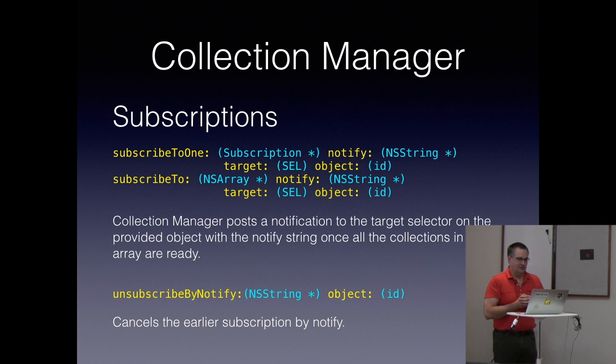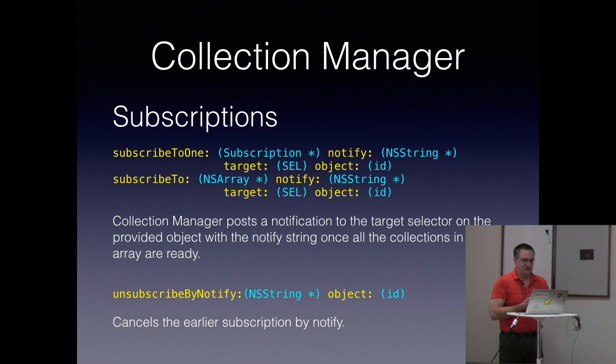Subscriptions, there's two APIs for this, right? This is the traditional subscribe to one thing, which is still useful. And there's a subscription object that you create that has the information about what it is you're subscribing to and the parameters and stuff. The notify is the string you want back when it's done, and then you give it an object and a target method to call once the subscription's ready. And then the subscribe to array is the exact same thing, except it takes an array of subscription records.